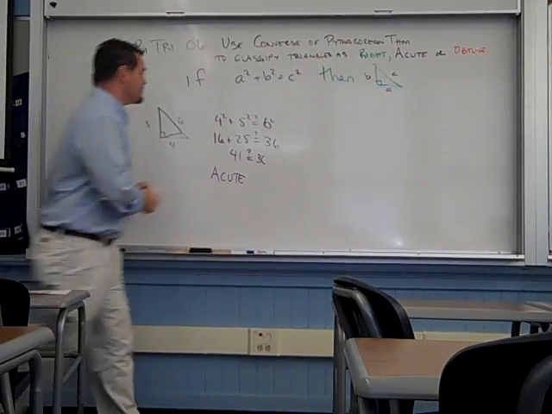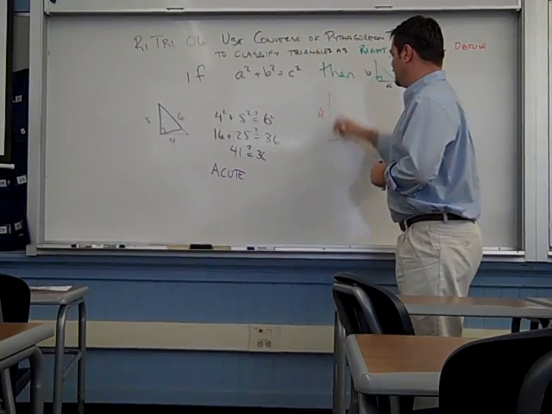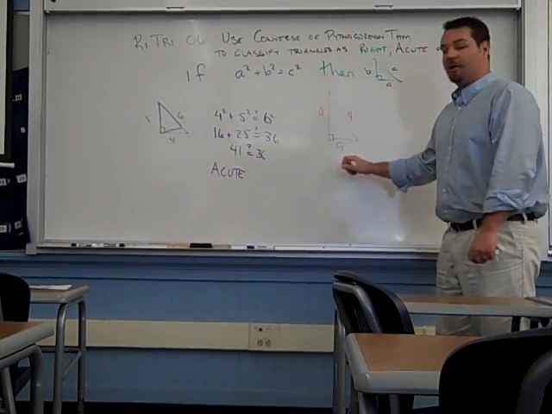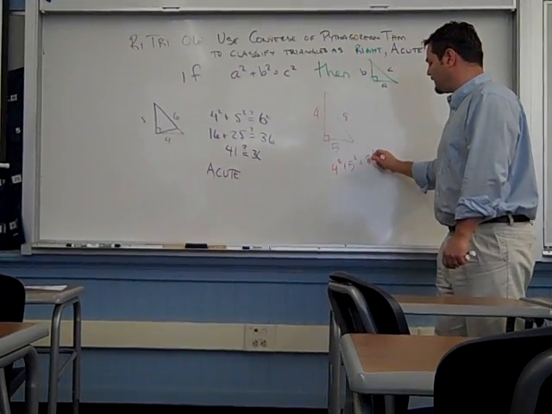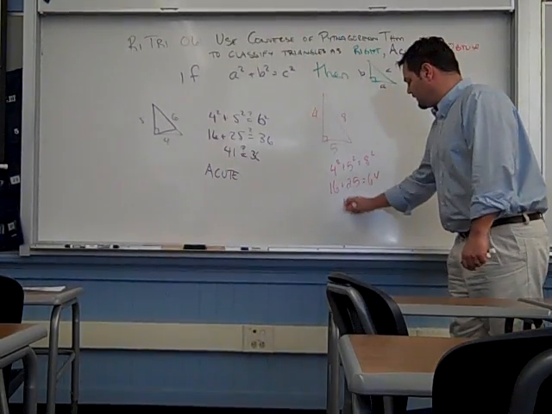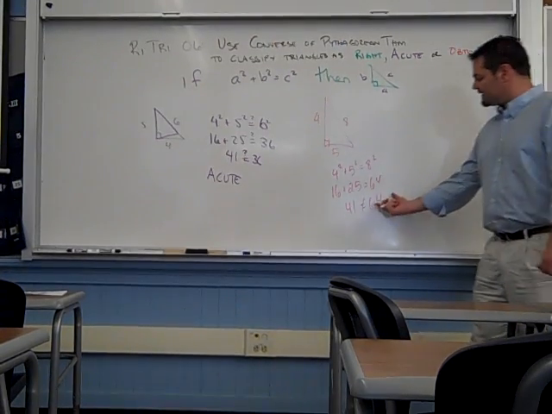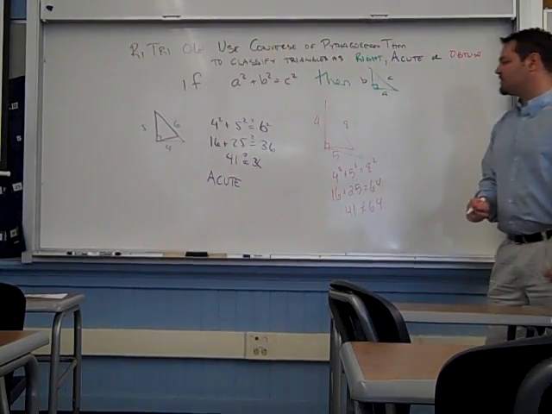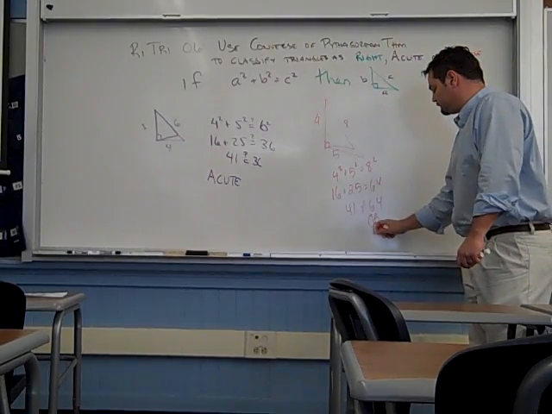Secondly, if I try something like 4, 5, and 8, I'll try the Pythagorean theorem. 4 squared plus 5 squared is equal to 8 squared. 16 plus 25 is equal to 64. 41 is equal to 64. Well, clearly that's not equal. In this case, the hypotenuse is too big. So the triangle has been stretched out such that instead of a right angle, it's got an obtuse angle.